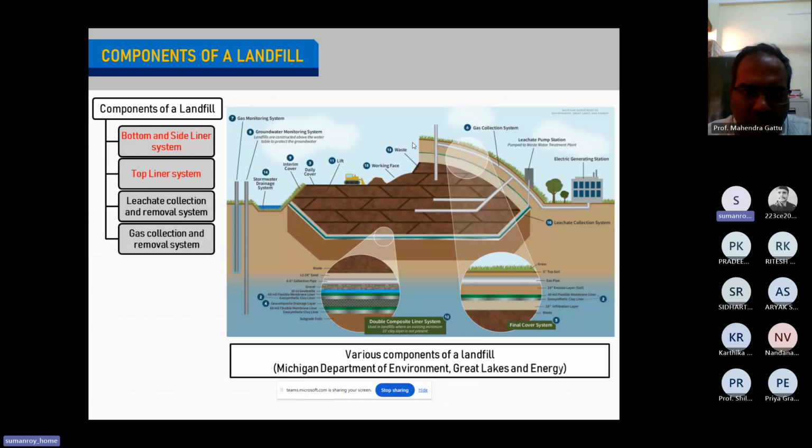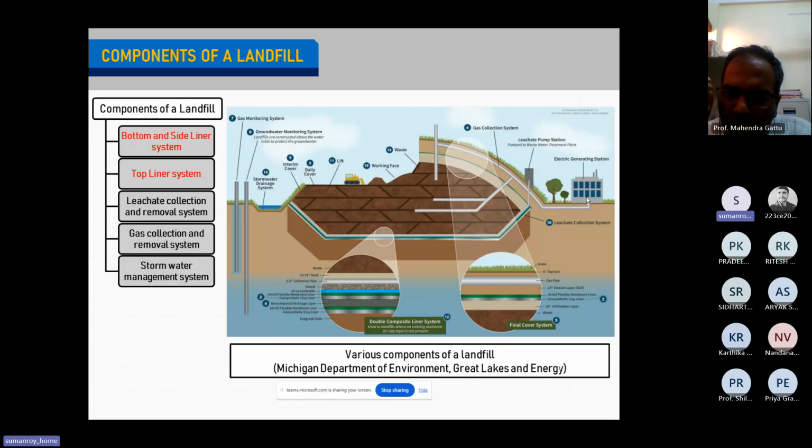And mind you, this gas collection system can also be useful. It is also useful to prepare biogases. So the methane that comes out can also be useful for household purposes. In certain cases, landfills are engineered in such a way that you have these gas collection system pipes that you can utilize for other purposes.